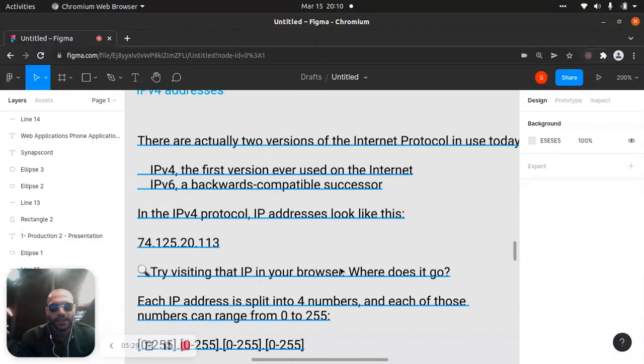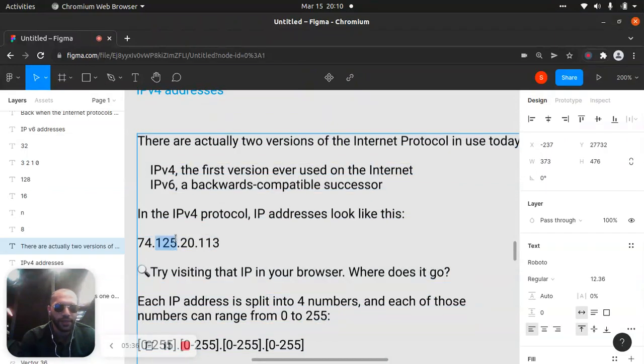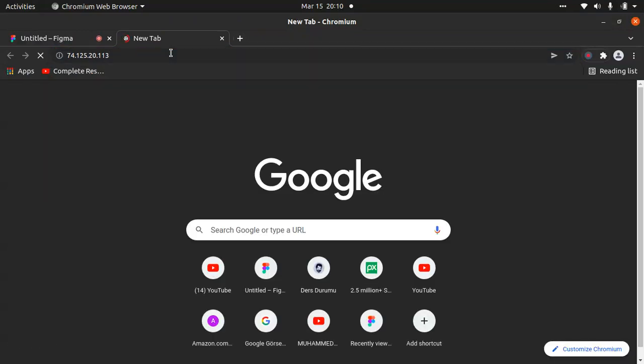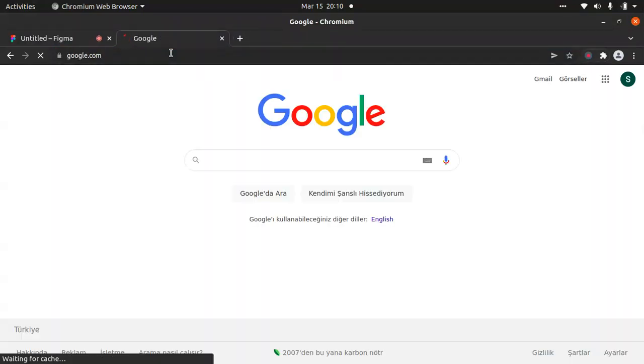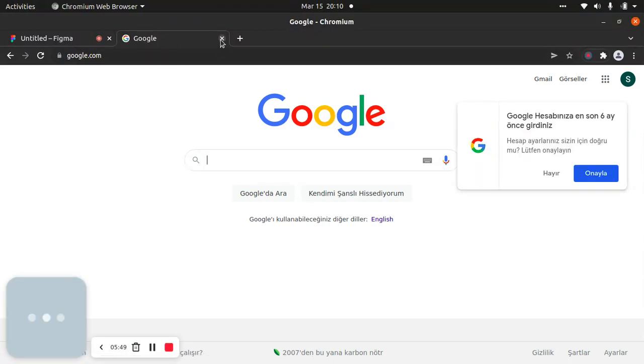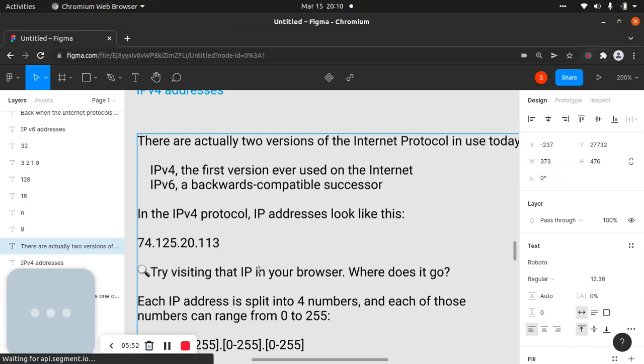So try visiting that IP in your browser. Where does it go? Do you want to try it? Let's try with me. What will happen? It will go to Google, I think, with this IP address. Let's check it. Yeah, this is the IP address of Google. Let's go back. Okay. Let's come down.